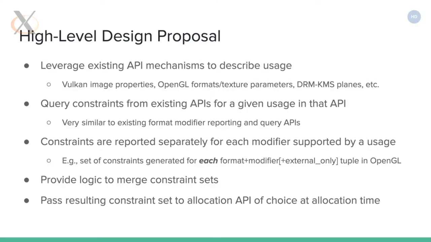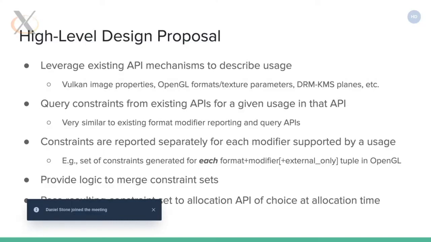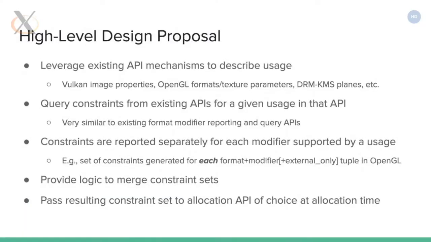You query constraints from an existing API given a piece of usage or a description of the usage you want to use. So this is similar to how format modifiers are queried now. And then the one difference there is that constraints are reported separately for every given layout that you use or every given format modifier. So if you queried 5 format modifiers already after specifying your usage, then for each of those format modifiers, you have to again query a constraint set. So you end up with this kind of combinatorial level of data. So there is a lot of data here for the application to manage.